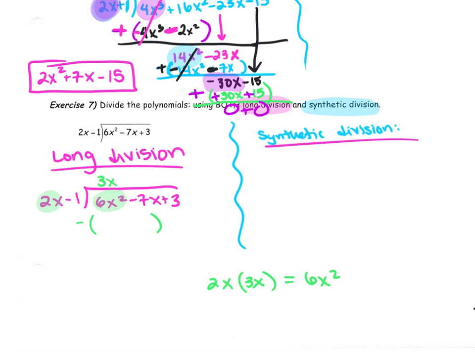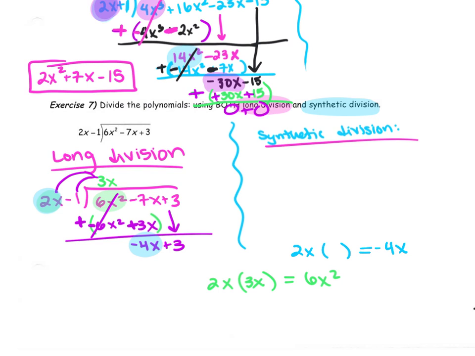Don't forget, we always multiply back. 3x times 2x is, we just said, 6x squared. 3x times negative 1 is negative 3x. And we need to distribute the negative. These terms cancel. I have negative 4x, bring down the positive 3. And again, we need to see, 2x times what gets me to negative 4x?